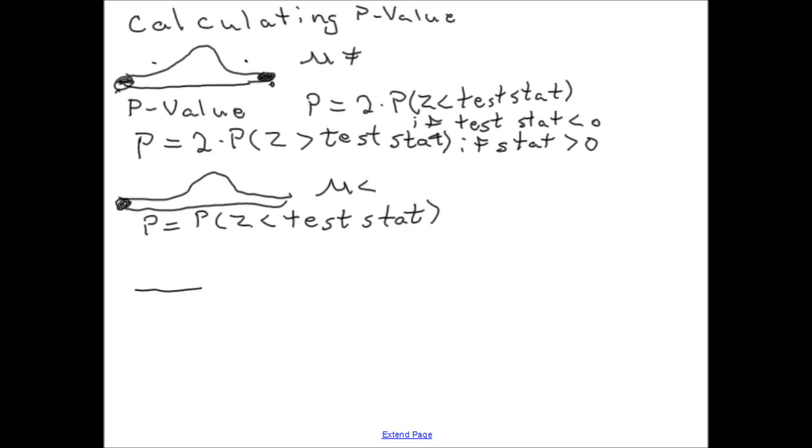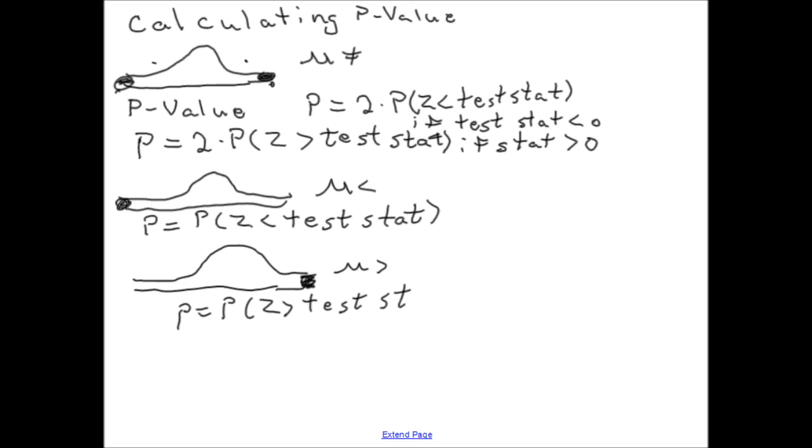And then the third style, that's when the mu was greater than. That's that region down in there. Well, then our p-value is the probability that z is greater than your test stat. So those are the 4 different ways of calculating a p-value.